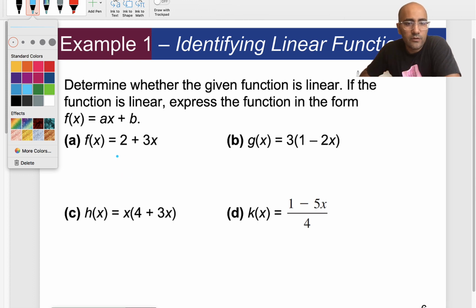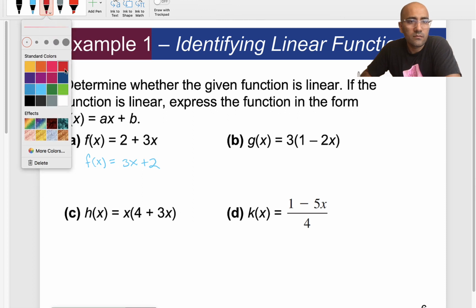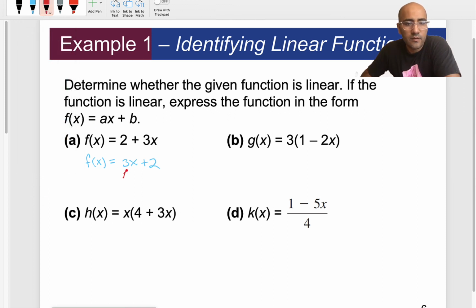For this one, all I have to do is swap them around using the commutative property of addition. We can flip these around. The order doesn't matter. So that's 3x plus 2, and now it fits exactly that form. This is the a, and this is the b. Let a equal 3, and therefore b equals 2.